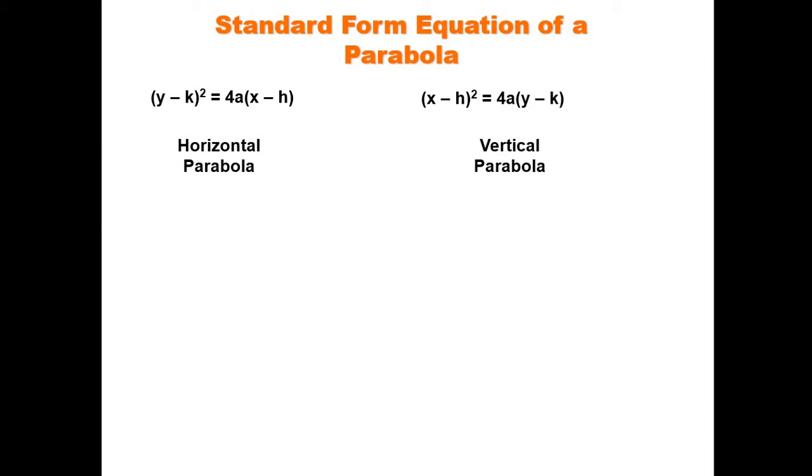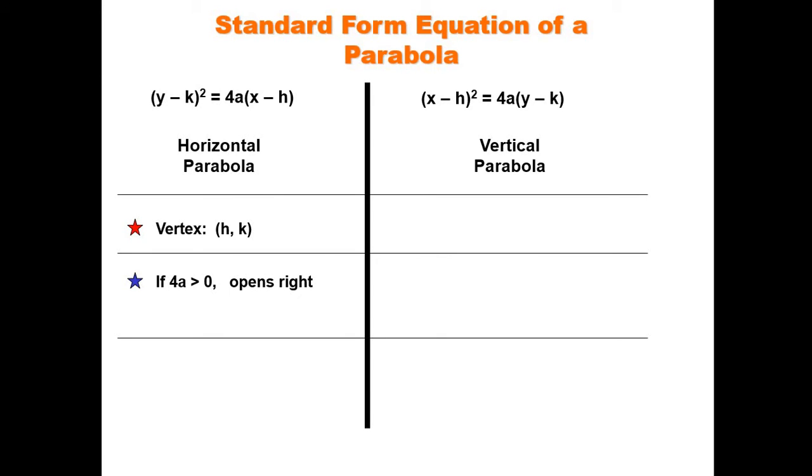Okay, for standard form of parabola, we have here y minus k quantity squared equals 4a times quantity x minus h. Yan ay horizontal parabola that opens to the right. But if x is being squared here, x minus h quantity squared equals 4a times quantity y minus k, then it's a vertical parabola that opens upward or downward. So pag y ang squared, it's either to the right or left ang direction. If x being squared, it is either upward or downward direction.